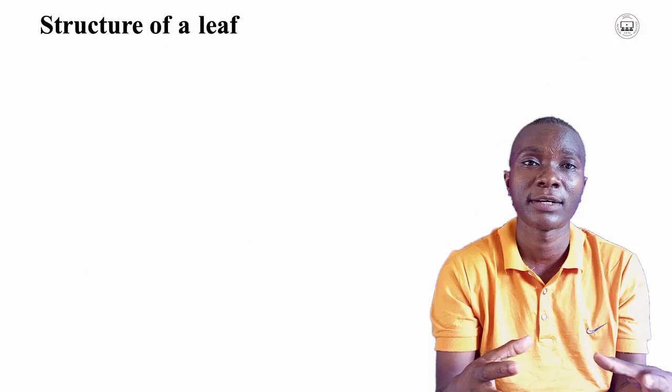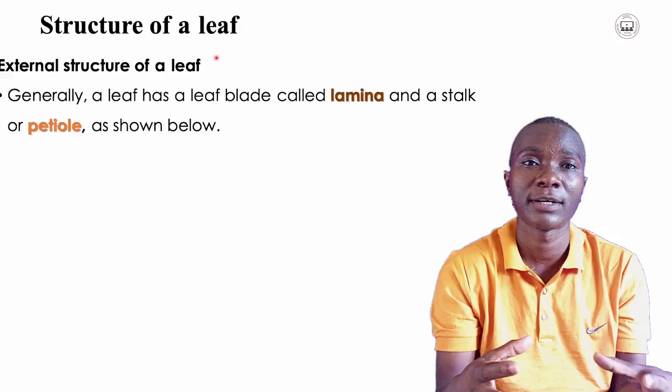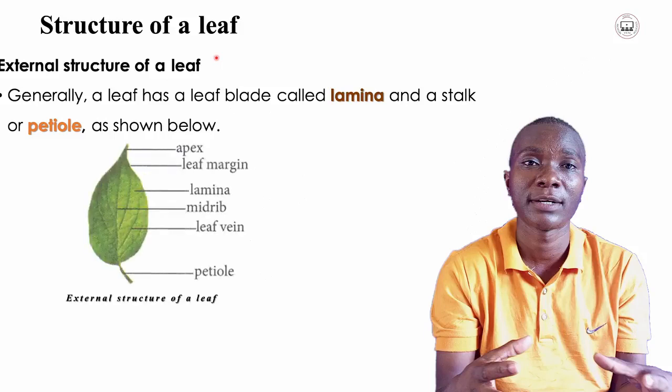So let's now discuss the structure of a leaf. We'll start with the external structure of a leaf. What are you supposed to know about it? Generally, a leaf has a leaf blade called lamina, and a leaf stalk or petiole, as shown below. On this diagram, you have the apex, the leaf blade, the leaf margin, the lamina, the midrib, the leaf vein, and the petiole. These are the external parts of the leaf.